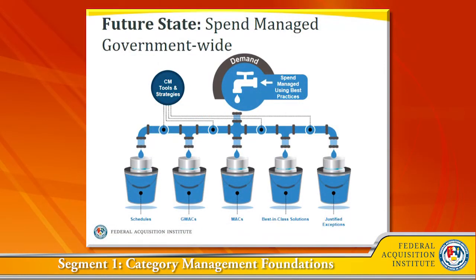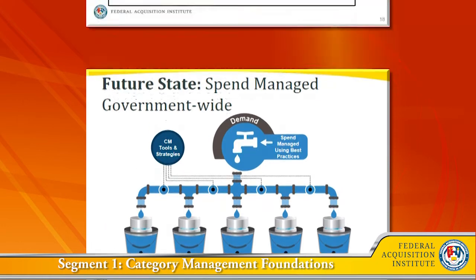As implementation progresses, category management is intended to eliminate, or at least greatly shrink, Lake Standalone by funneling demand through category management tools and strategies, all accessed via the Acquisition Gateway. The purpose is to match agencies with efficiently managed sources of supply. In other words, to direct as much of our common category spend as possible into the buckets recommended in OMB Memo M-17-22. The difference between this future state image and the previous current state image is that all of the common category spend is under management.